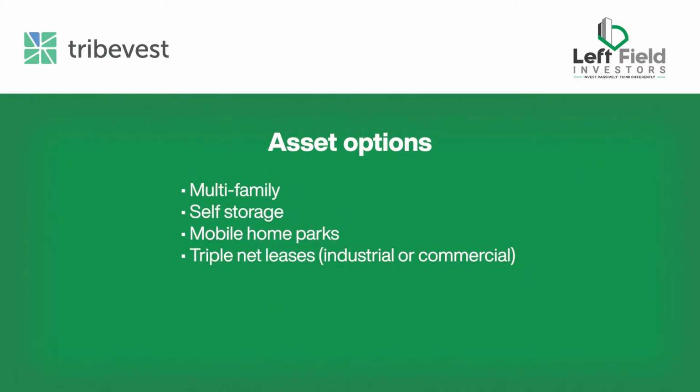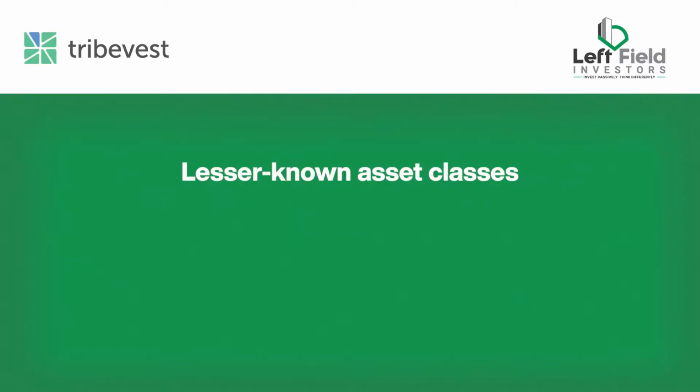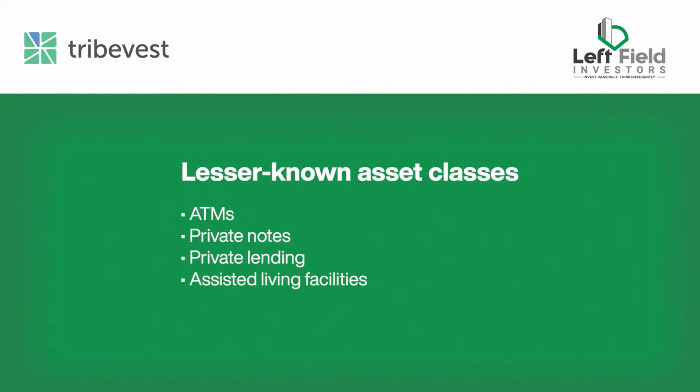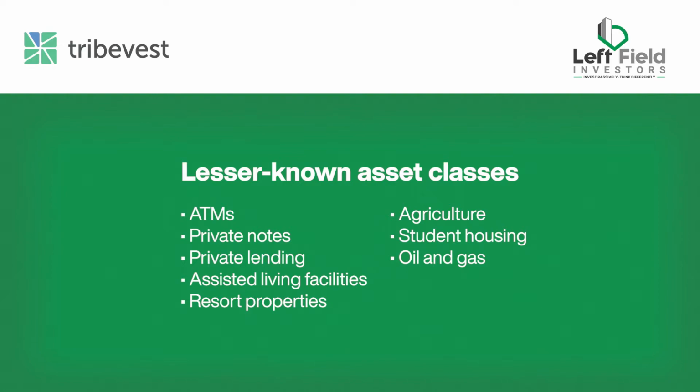I love those too. And then office and retail are pretty common also, but they are not as popular now given the pandemic and what that's done to those industries. What are some other classes? So some of the lesser known classes would be ATM machines, private notes, so mortgage notes, private lending, assisted living facilities, resort properties, agriculture, student housing, oil and gas, and then development.